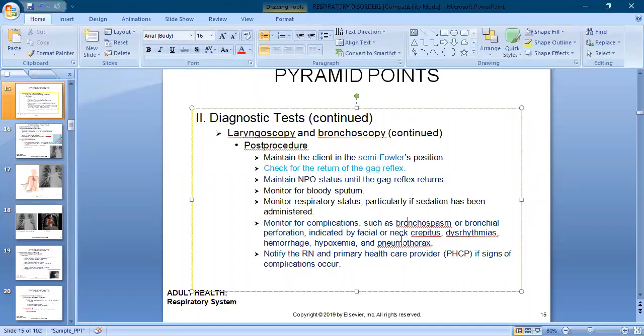So if you put the stethoscope, you can find the extra added sound, crepitus, or dysrhythmia, hemorrhage sign, hypoxia, oxygen-less, cyanotic, or lungs full of air called pneumothorax. Notify the healthcare provider if we see any kind of sign and symptom like this.